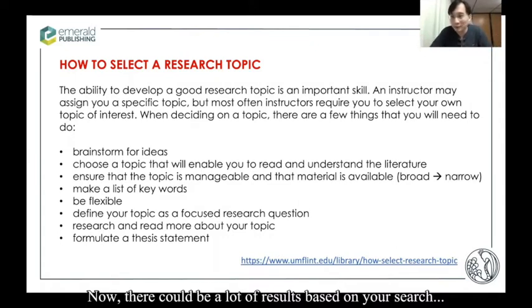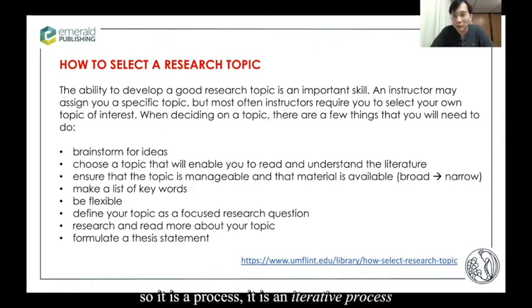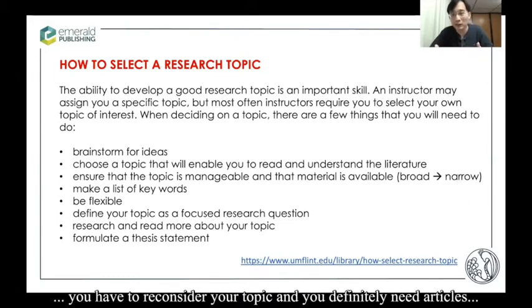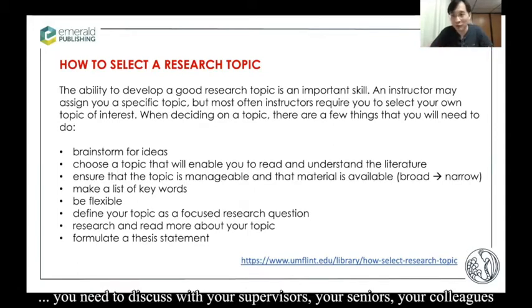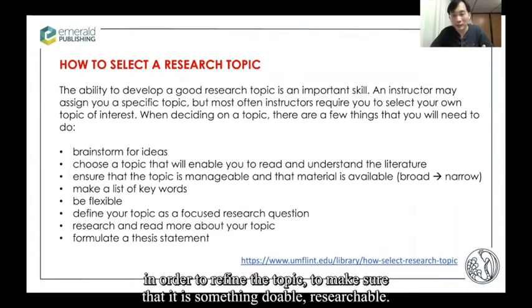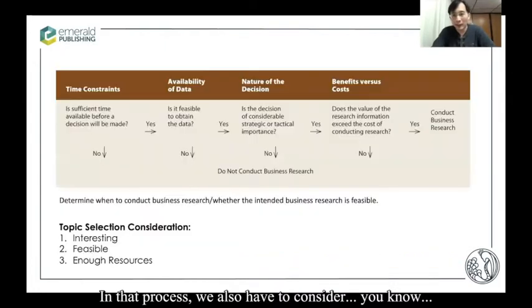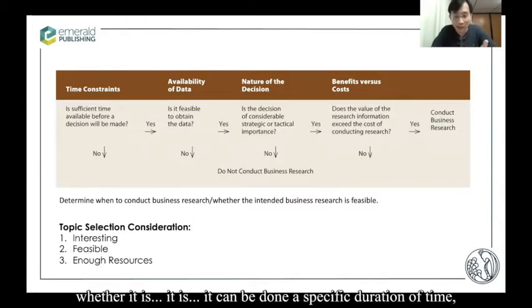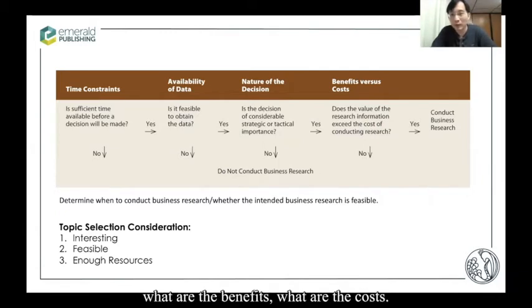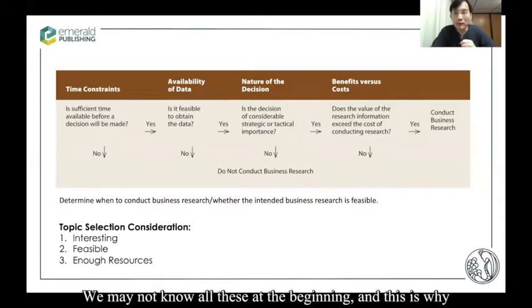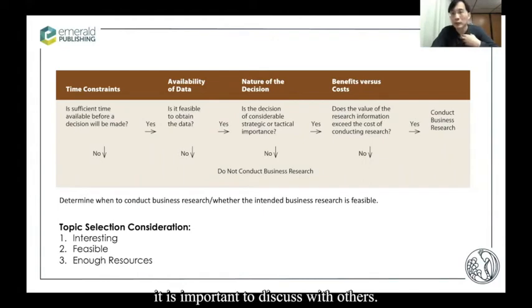Now, there could be a lot of results based on your search. So it is a process. It is an iterative process where you have to refine your ideas. You have to reconsider your topic, and you definitely need articles. You need to discuss with your supervisors, your seniors, your colleagues, in order to refine the topic to make sure that it is something doable, researchable. In that process, we also have to consider whether it can be done in a specific duration of time, whether it is difficult to get the data, what are the benefits, what are the costs. We may not know all this at the beginning, and this is why it is important to discuss with others.